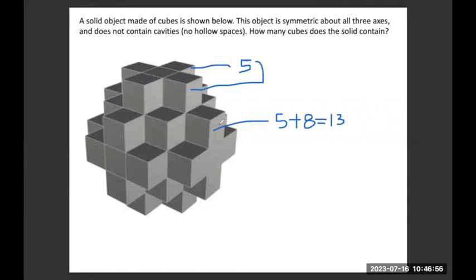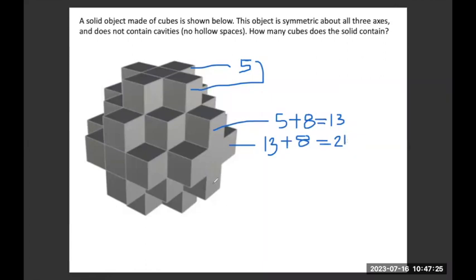Next, third layer. 1, 2, 3, 4, 5, 6, 7, 8. Again, 8 gets added. The 13 from the previous layer plus 8 gets added. 8 plus 13, 21.